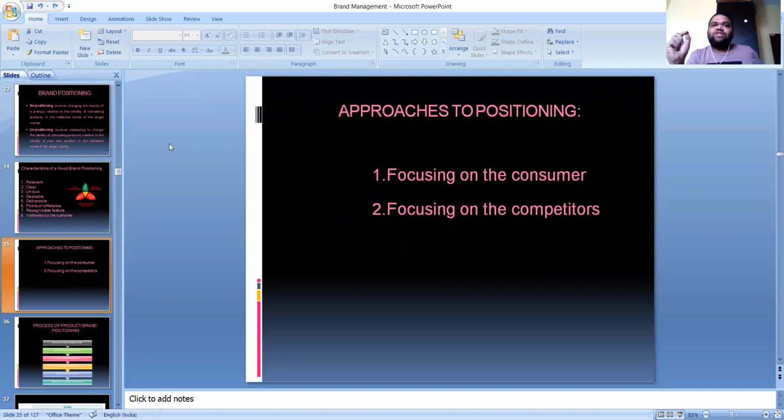Okay, what do we mean by focusing on the competitors? We have already discussed that we should be unique. What does unique mean? Whatever the competitors are offering to the consumers and customers by their product or brand, we have to provide more than that, or differentiate our product in the market. Only then will we stand in a unique position, a different position among the competitors.